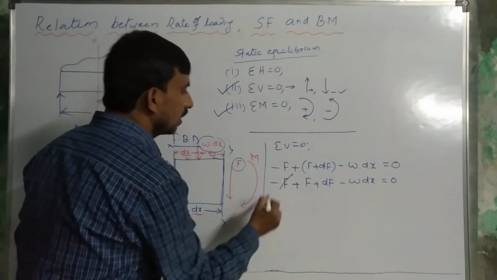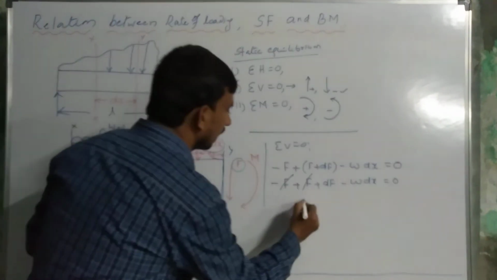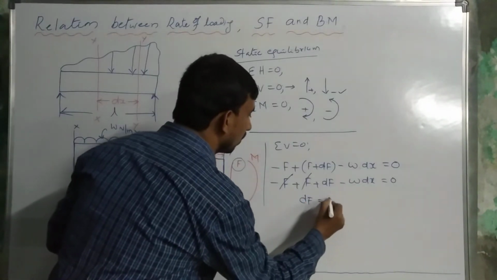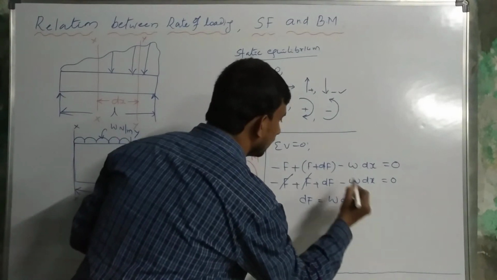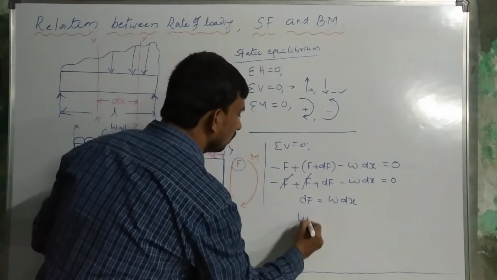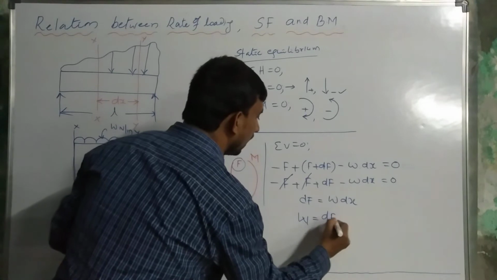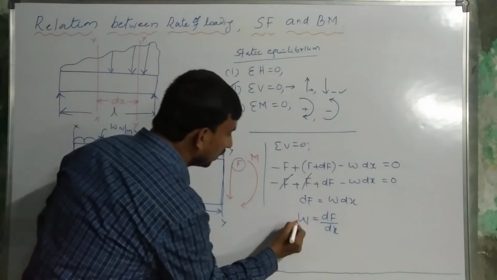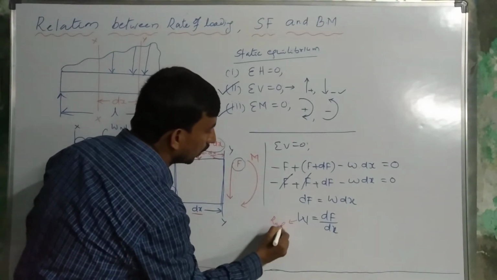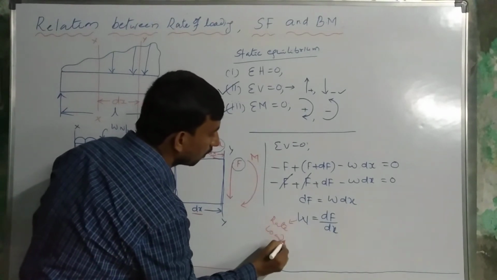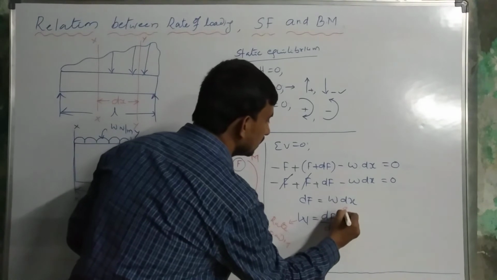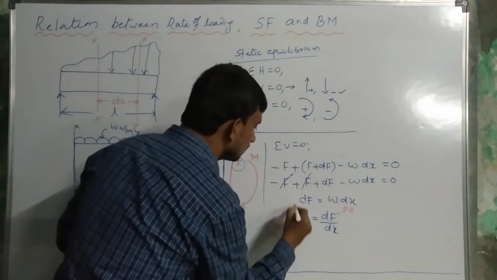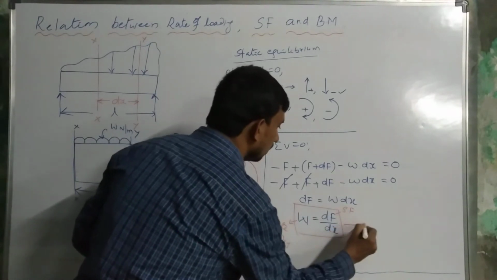Here minus F plus F get cancelled. I can write dF is equal to W into dx. From this, W is equal to dF by dx. Here W is the rate of loading and F is the shear force. So this is equation 1.